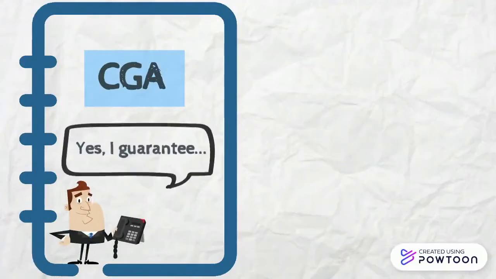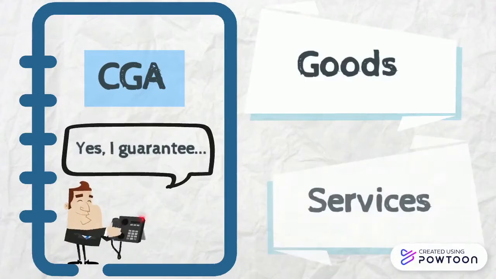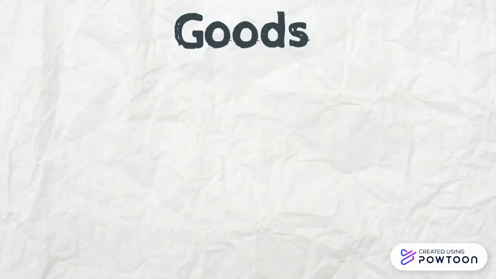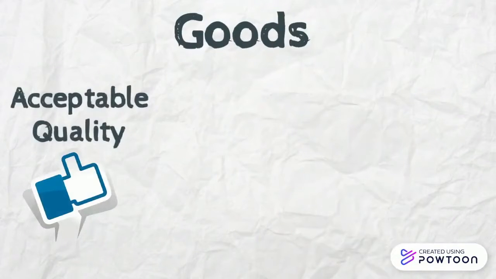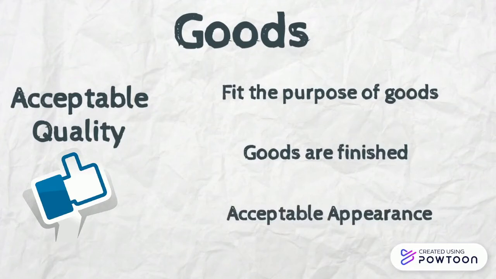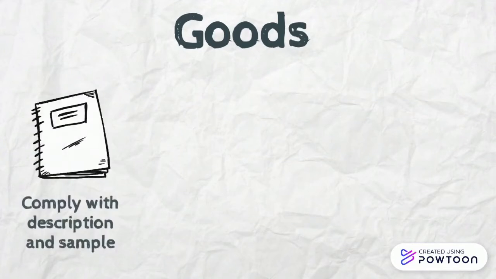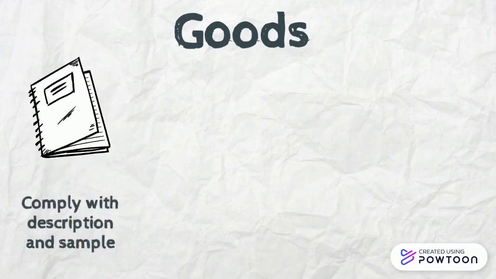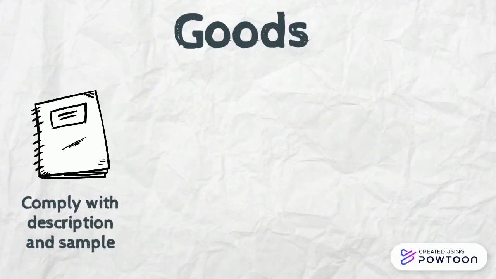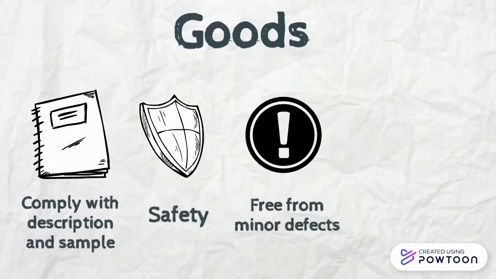What do you need to do to guarantee to your consumers under CGA? We'll have two categories, goods and services. First of all, if you provide goods, your products need to have an acceptable quality. It needs to fit the purpose of the goods that you supplied. And of course, you must make sure it is finished and has an acceptable appearance. Besides, businesses also need to supply goods that comply with their description and sample. Also, consumers would hope the goods they buy are ensured with safety and also be free from minor defects.